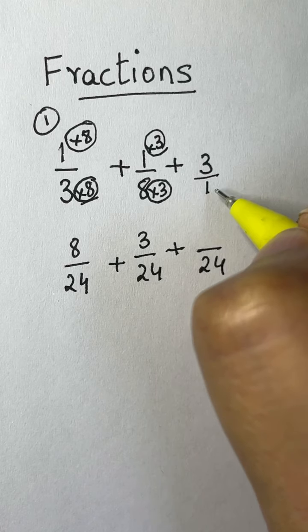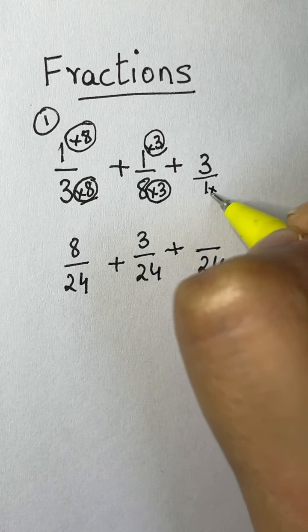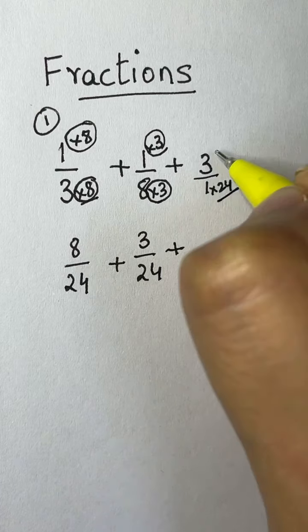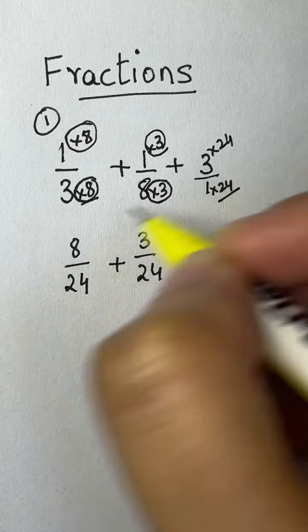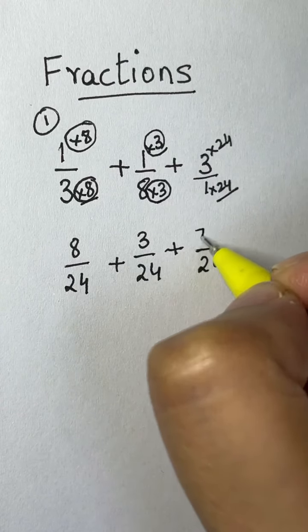Alright, here you have 1. So 1 times what gives you 24? Just the same thing, 1 times 24. So you just have to multiply here times 24. That gives you 72.